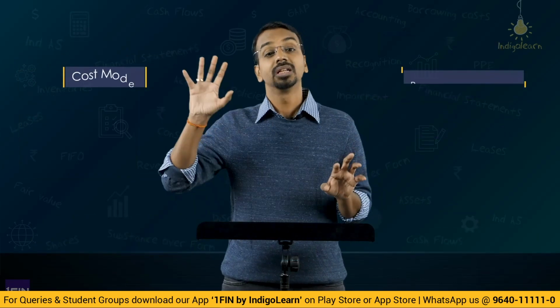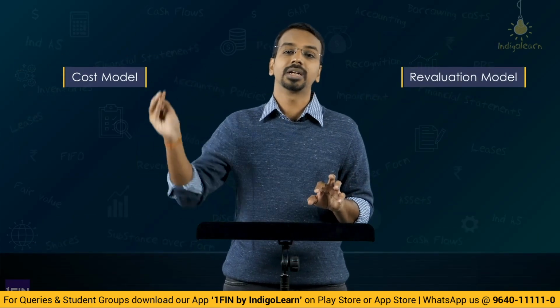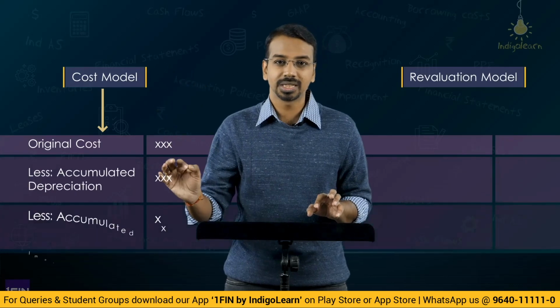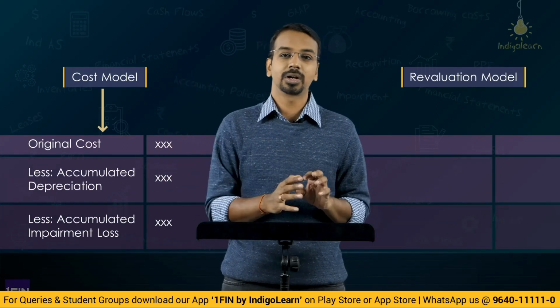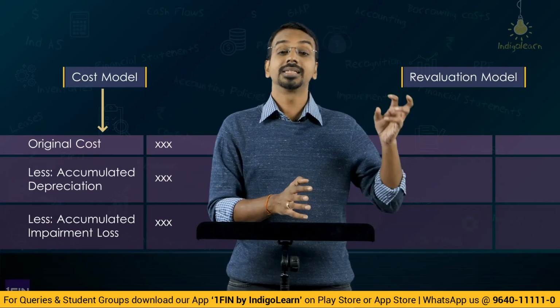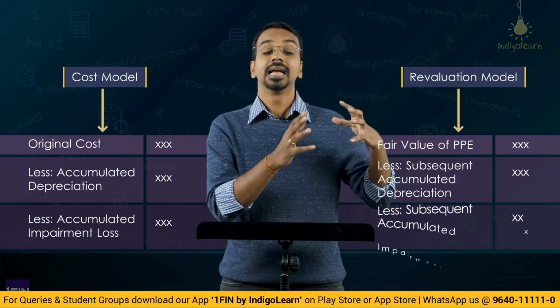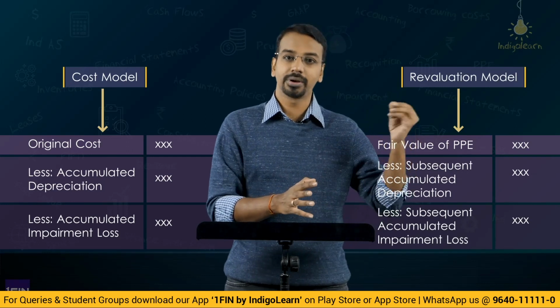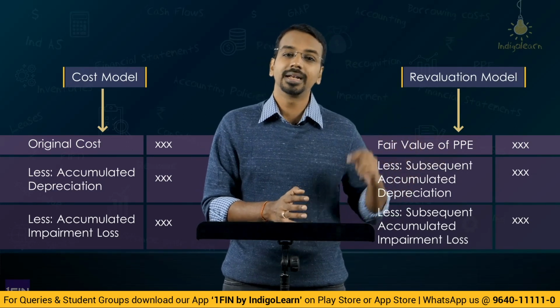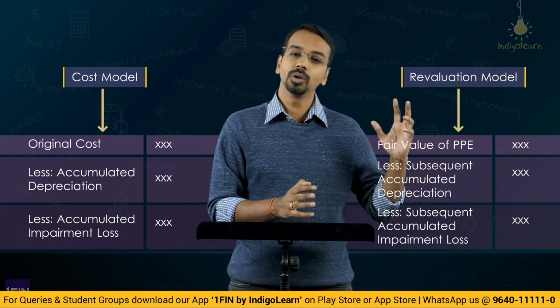So, two models. First is the cost model, where you will take the cost, less accumulated depreciation and less accumulated impairment losses. And the next model is the revaluation model, where you will take the fair value of PPE, less accumulated depreciation subsequent to revaluation and accumulated impairment losses subsequent to revaluation.